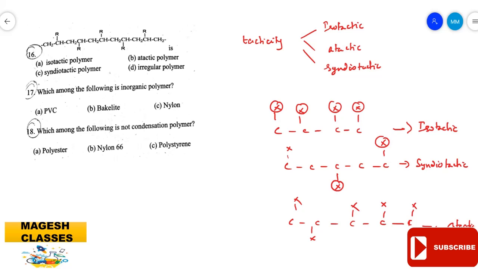So in case of this polymer, the side chain is alternatively arranged in a regular pattern, and so it is called syndiotactic polymer. Answer is C.